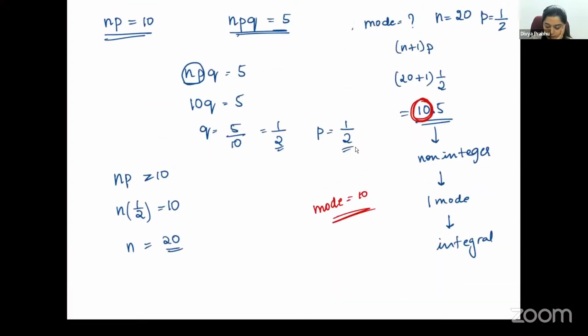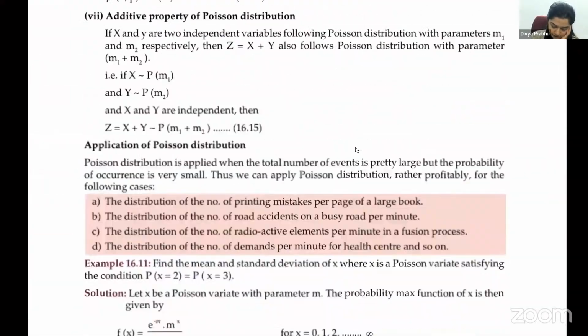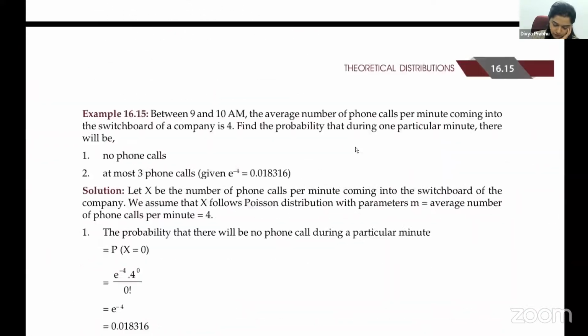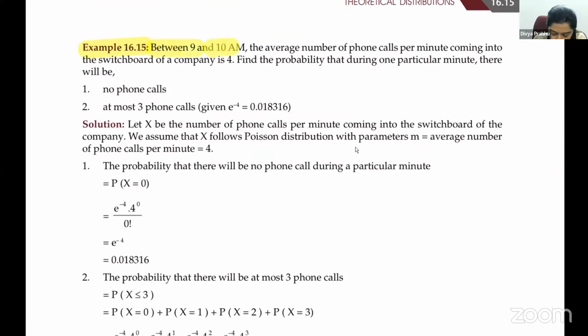Okay, shall we proceed? We'll move to the next question. Come to 16.15. So, between 9 and 10 a.m., the average number of phone calls per minute coming into the switchboard of the company is 4. See, they already said the average number of phone calls. Average number of phone calls means it is already what? Mean is given. Correct? So, what is mean here? M is equal to 4.